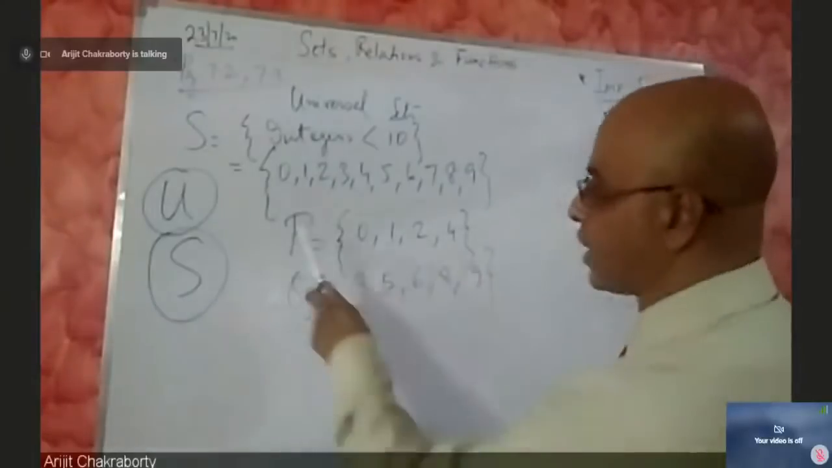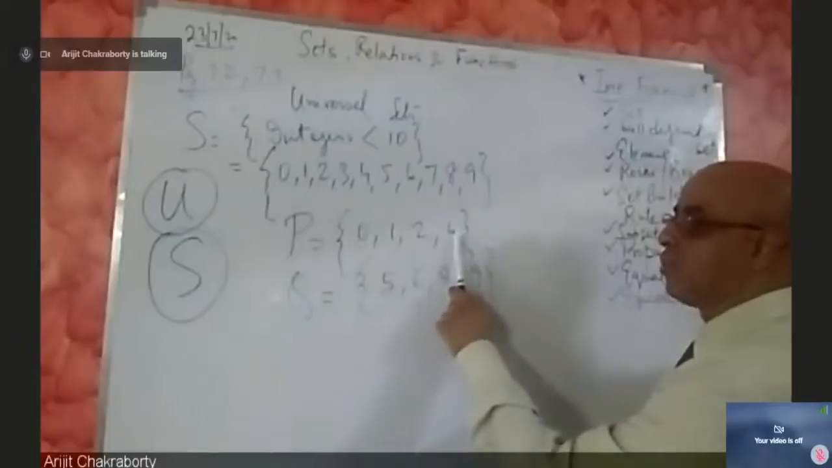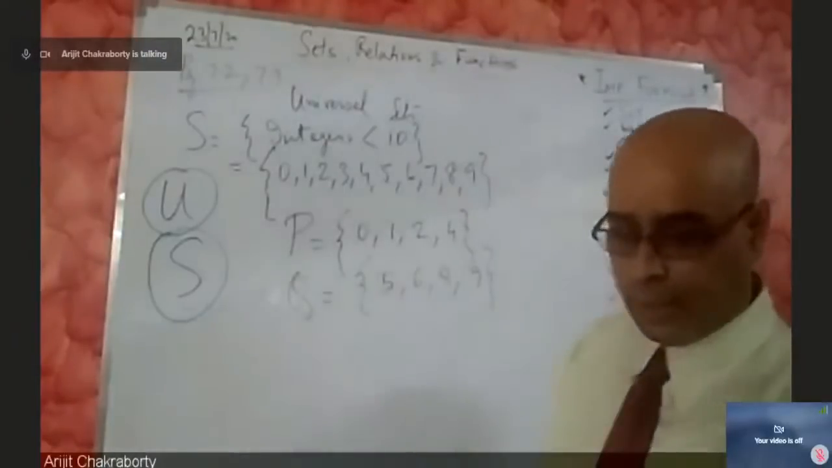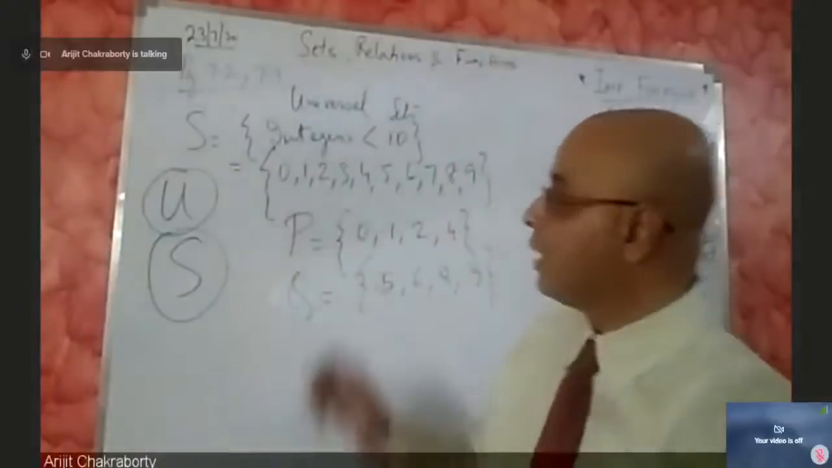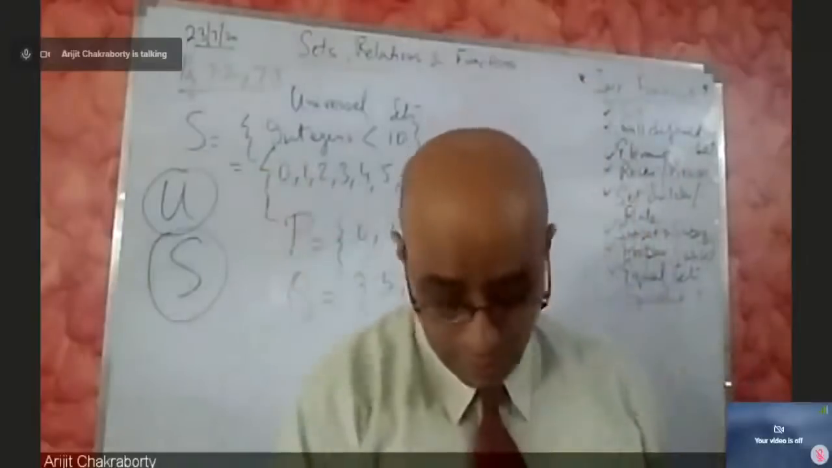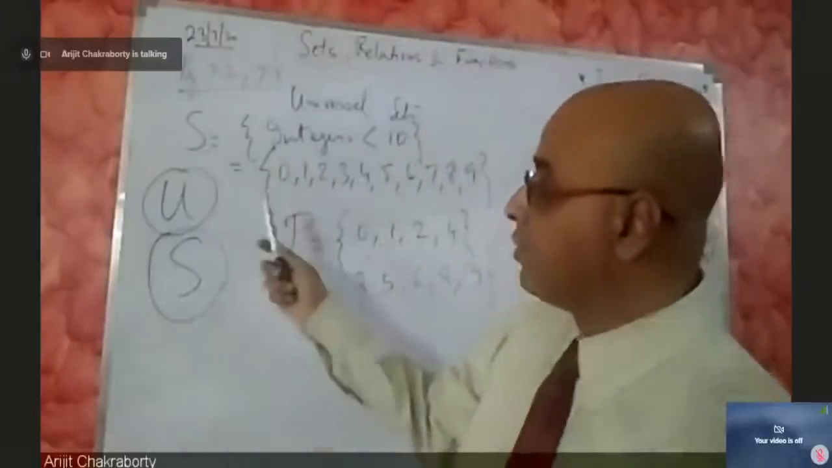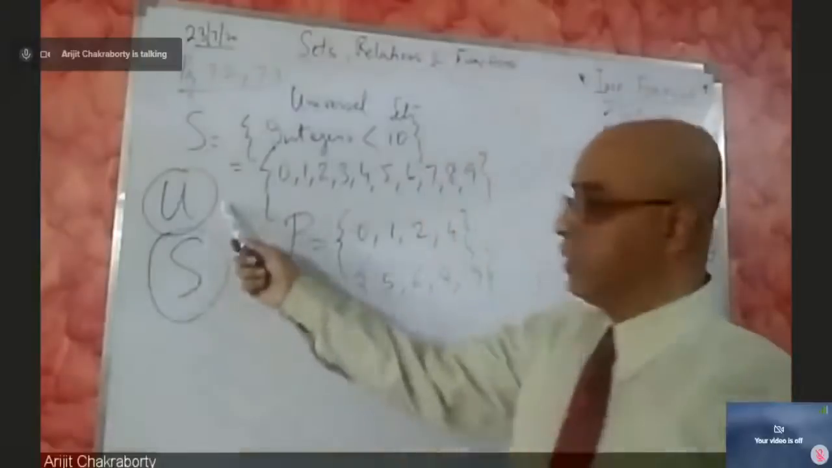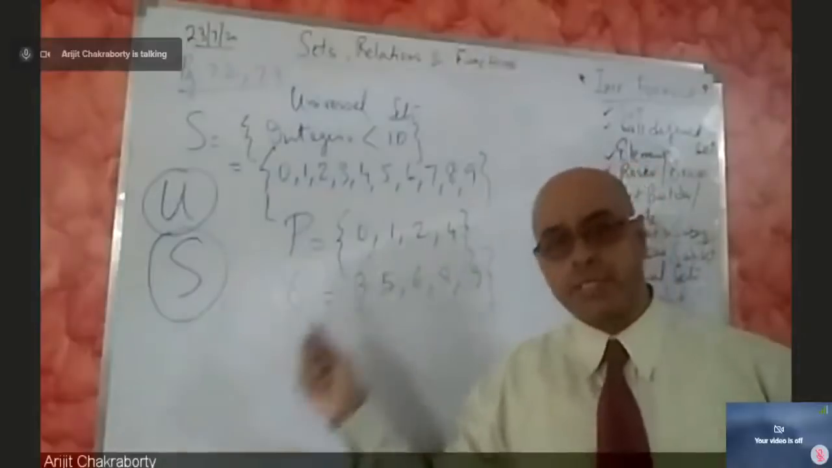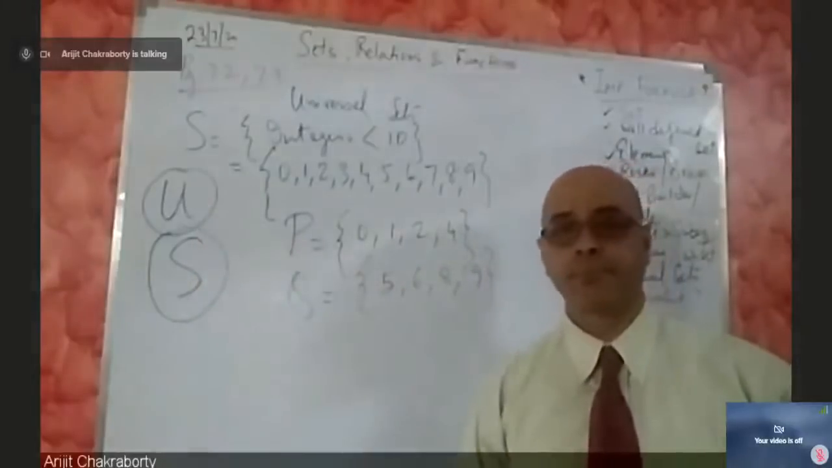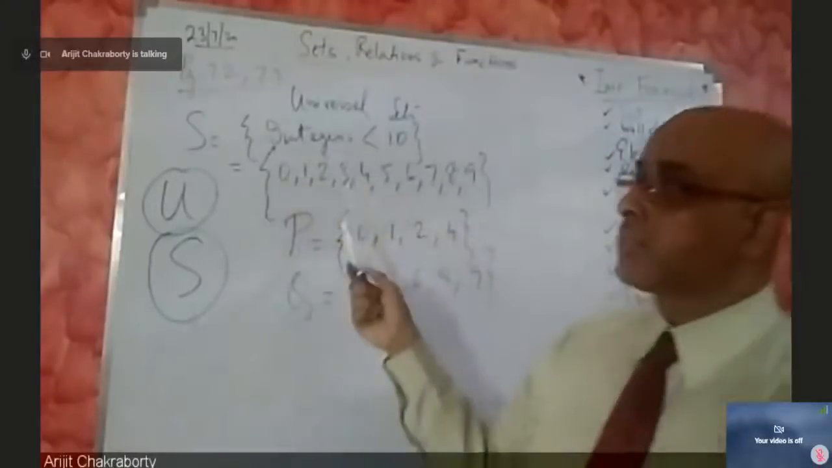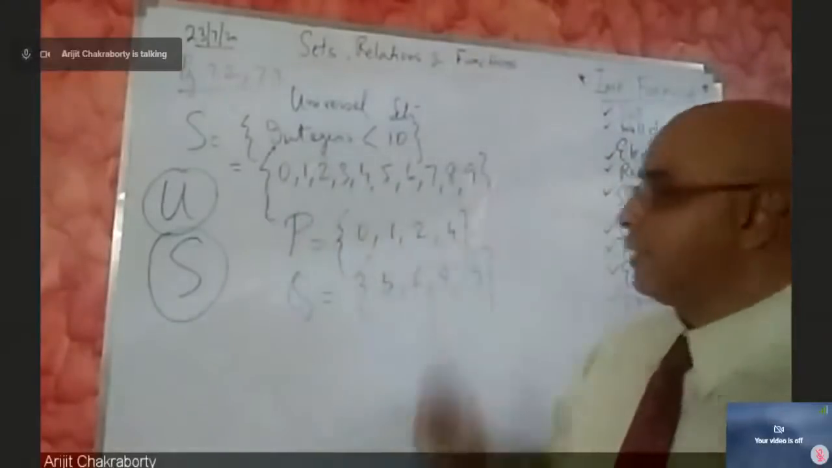So we are having two sets, P: 0, 1, 2, 4, and Q: 5, 6, 8, 9. Now, S is the universal set. S is here the universal set. It is denoted by the letter U, or sometimes you will see that it is denoted by the letter S. U or S. Clear? Fine.